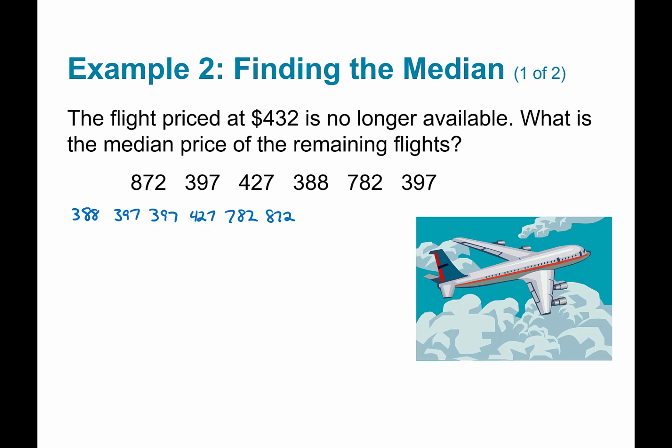We could use the formula, but again, since this is a small data set, it's pretty easy just to cross off one from each end until we end up with our two middle numbers. We can't cross through 397 and 427 because then we have no value, right? So our median is somewhere in the middle between these two data values. To get our median in this case, we just find the average of those two numbers. So 397 plus 427 divided by 2. And when we do that, you get $412 as your new median.